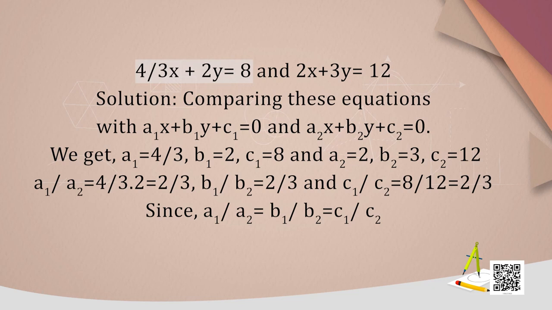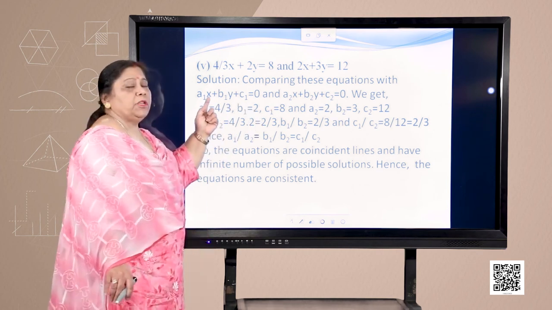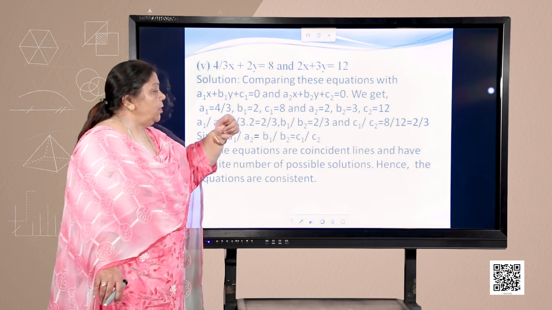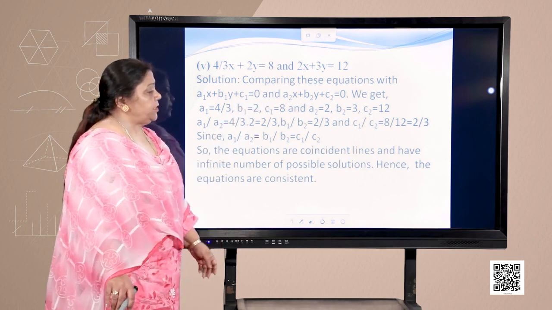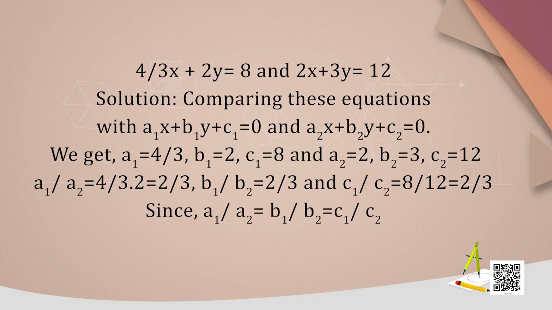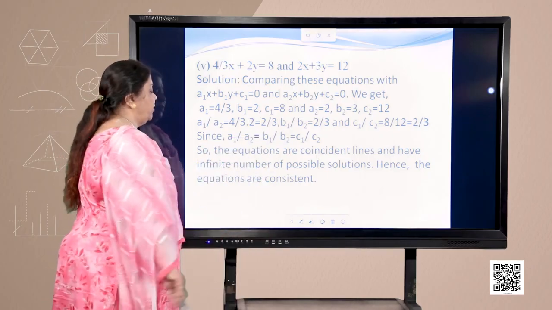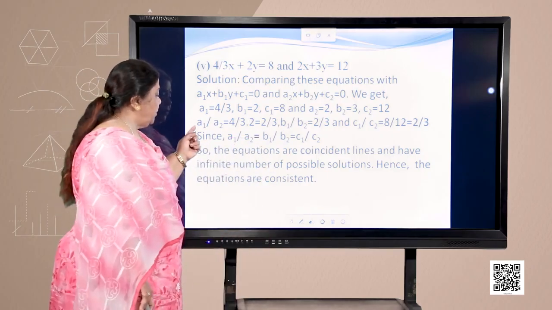4 upon 3x plus 2y is equal to 8 and 2x plus 3y is equal to 12. On comparing these equations with the general equations, a1x plus b1y plus c1 is equal to 0 and a2x plus b2y plus c2 is equal to 0, we get a1 as 4 upon 3, b1 as 2, c1 as 8, a2 is 2, b2 is 3 and c2 is 12. When we take the ratios, what do we observe?